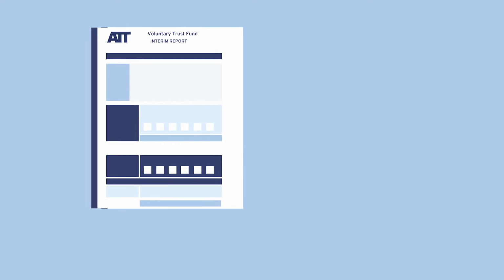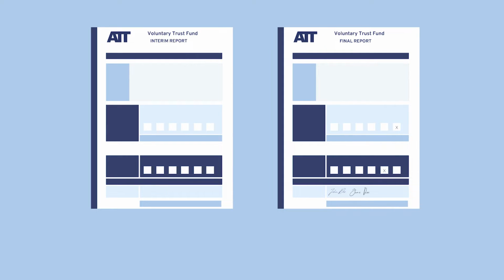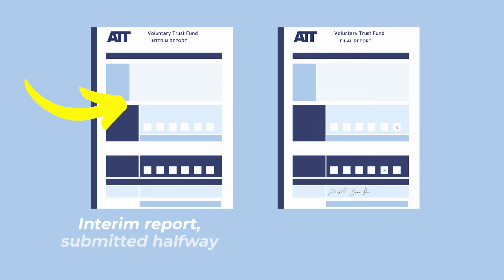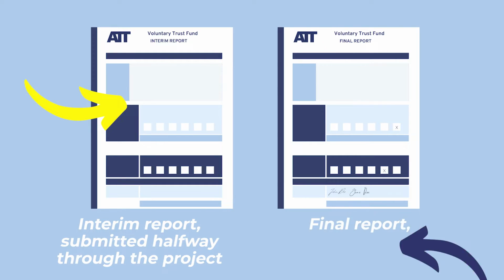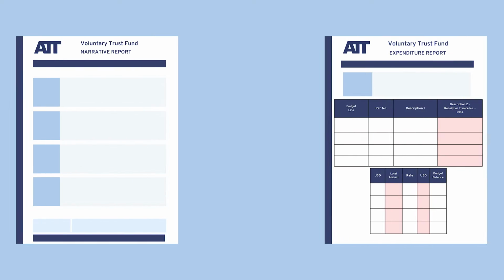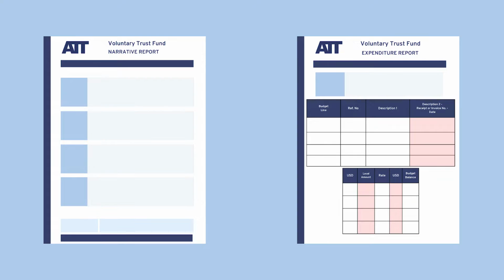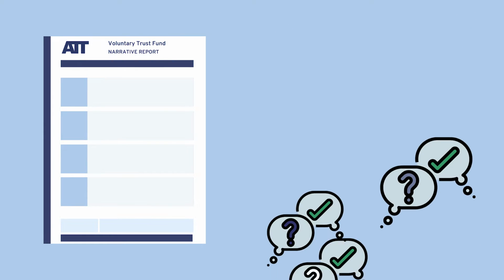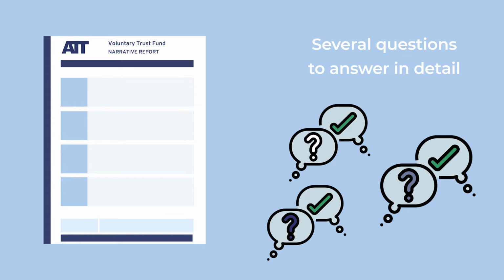In principle, you need to submit 2 reports to the ATT Secretariat: an interim report, which is submitted to the Secretariat halfway through the project, and a final report, which is submitted when all the project activities are completed. Both reports have 2 parts, a narrative report and an expenditure report.